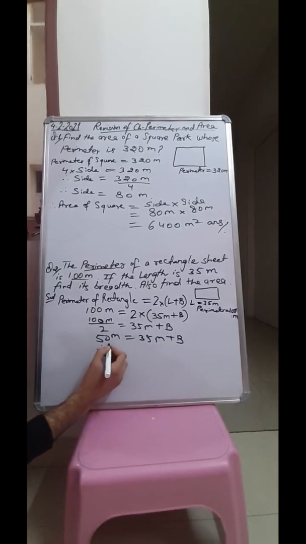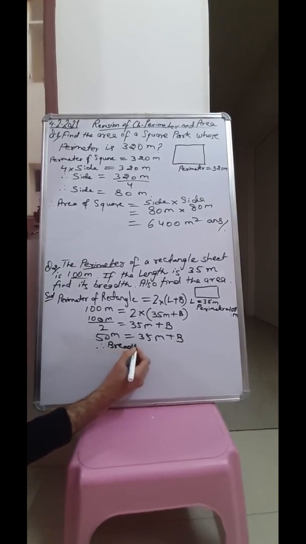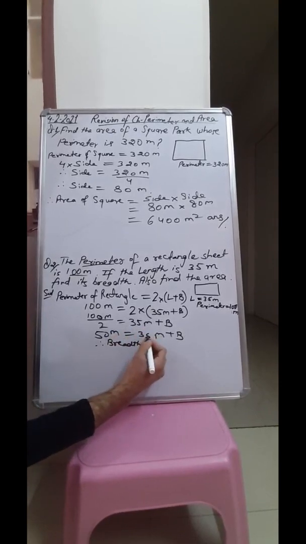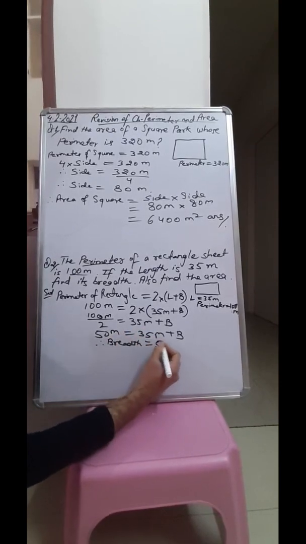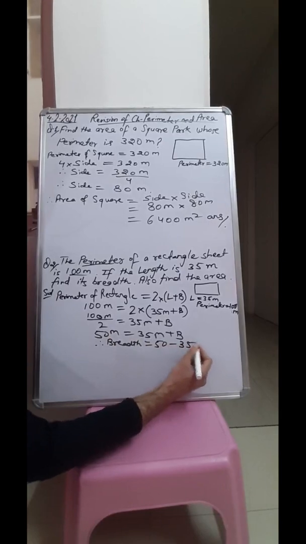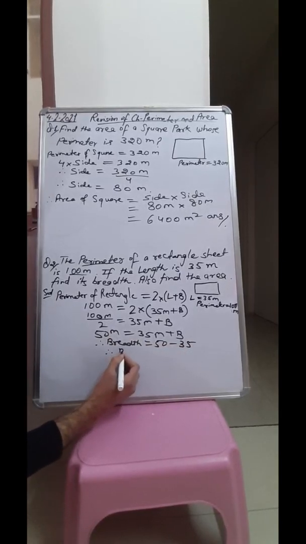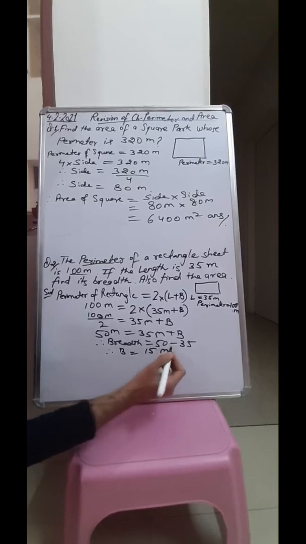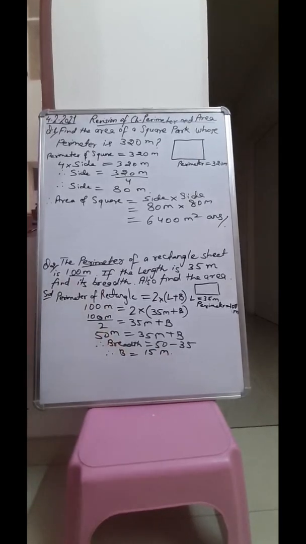So therefore to find out the breadth, we will take this 35. So 35 will go on the left hand side. It will get subtracted from 50. So the breadth is how much? 15 meter. So in this way we can find out a breadth.